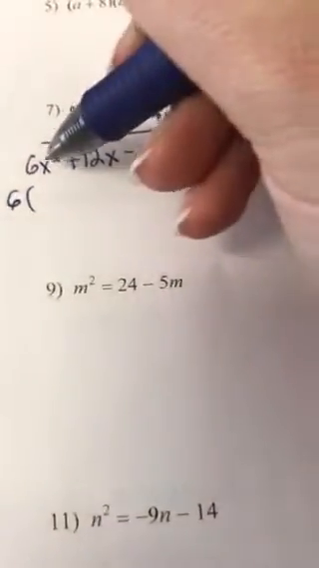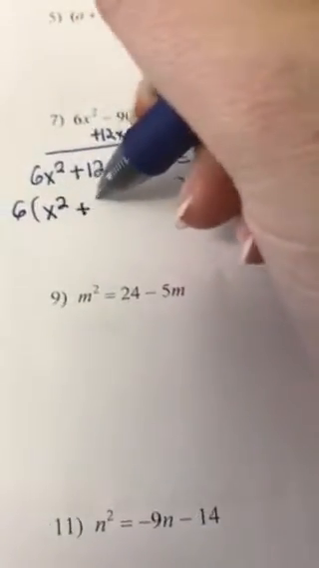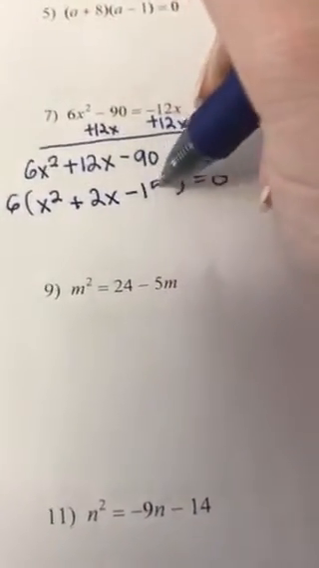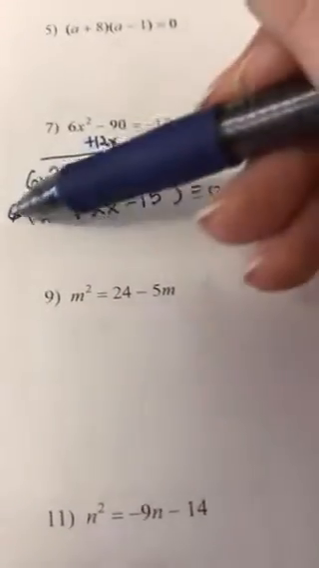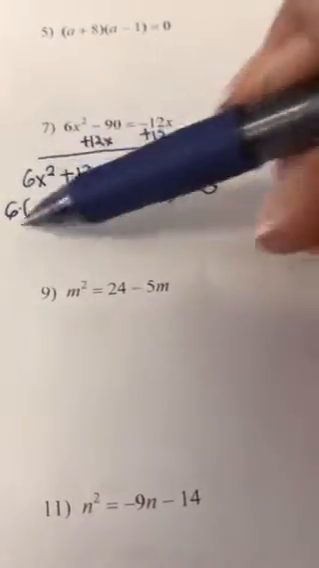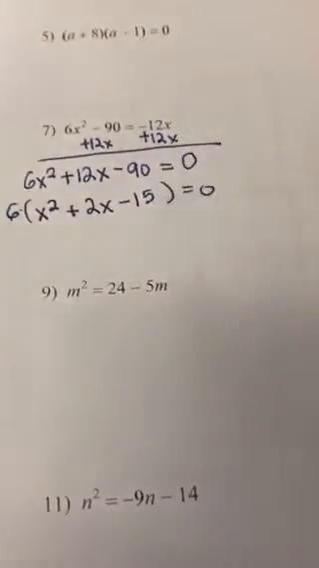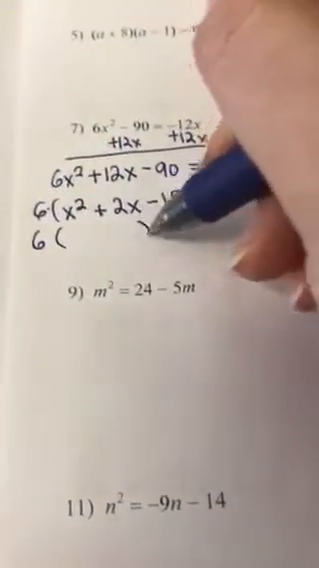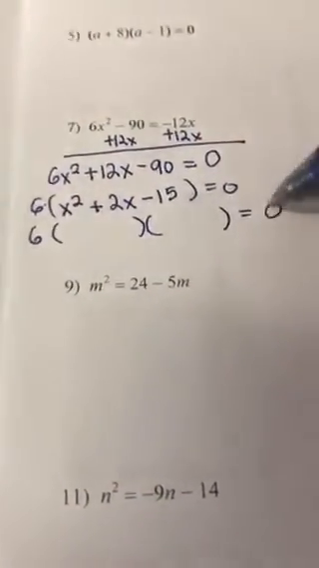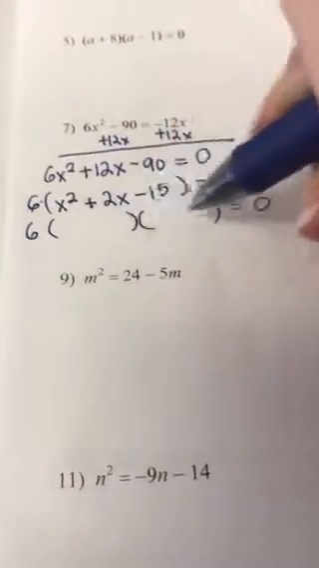Okay, so if I divide each of those terms by 6, I'm going to end up with x squared plus 2x minus 15. And don't hesitate to take that moment to double check. So 6 times x squared is 6x squared, 6 times 2x is 12x, and 6 times negative 15 is negative 90.